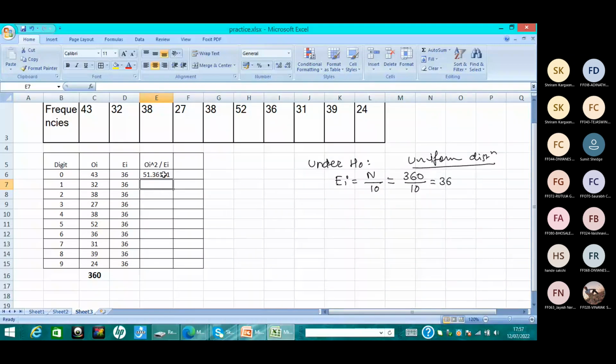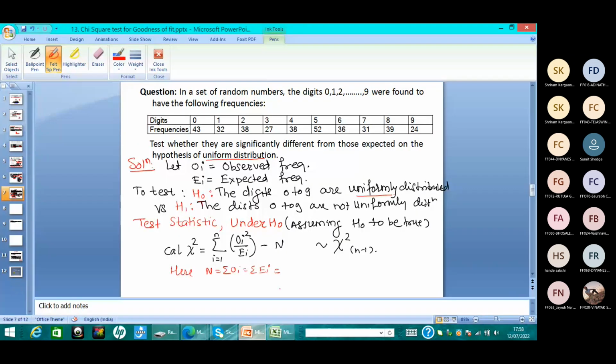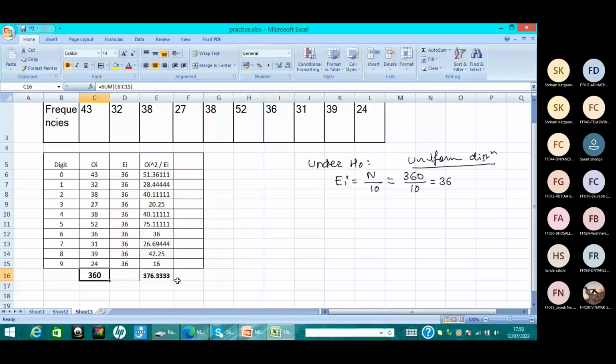So you want the total summation Oi square upon Ei, right? So just get it, auto sum, and you will get this. So this is 376.33. So this is the summation Oi square upon Ei. So now remember this, both the values. Will come back to this slide. So what is that value? 376.33. Okay. So I quickly mention over here.